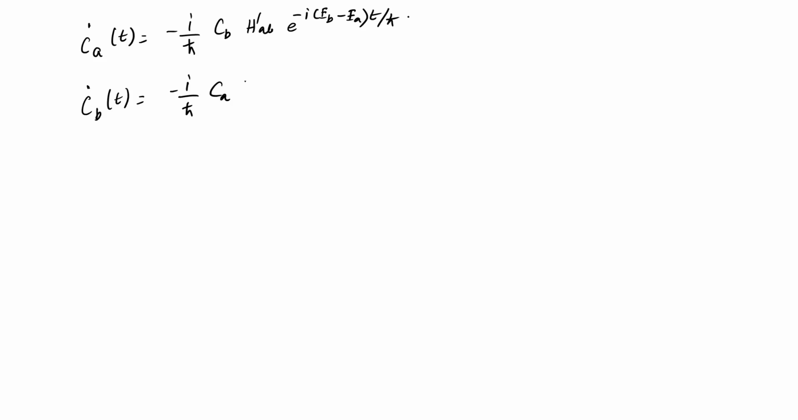It is like C A dot, this is equal to minus i over h cross C B H prime AB exponential minus i (E B minus E A) t by h cross, and also you have C B dot, which is equal to minus i over h cross C A H prime BA exponential minus i (E A minus E B) t over h cross. Okay. So, it simplifies the equation, in that there are no diagonal elements and it is only the off-diagonal elements, nevertheless it is coupled basically.